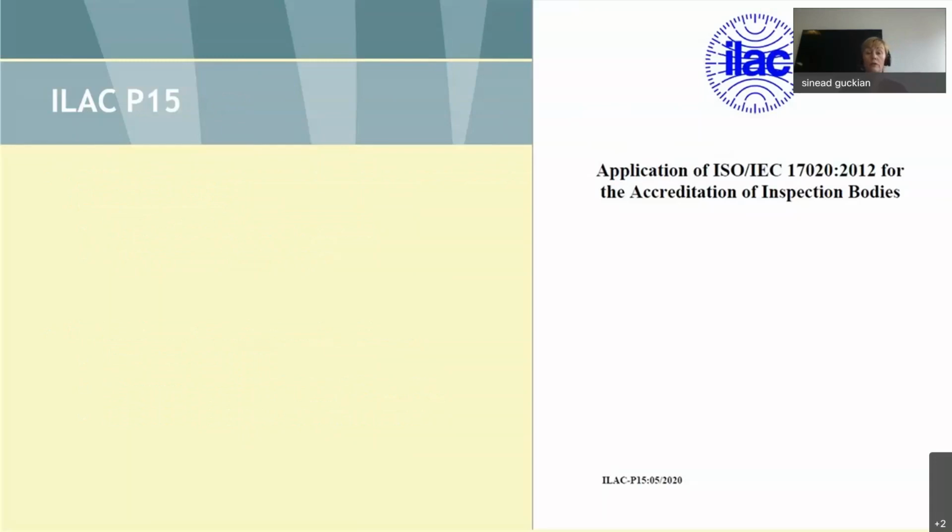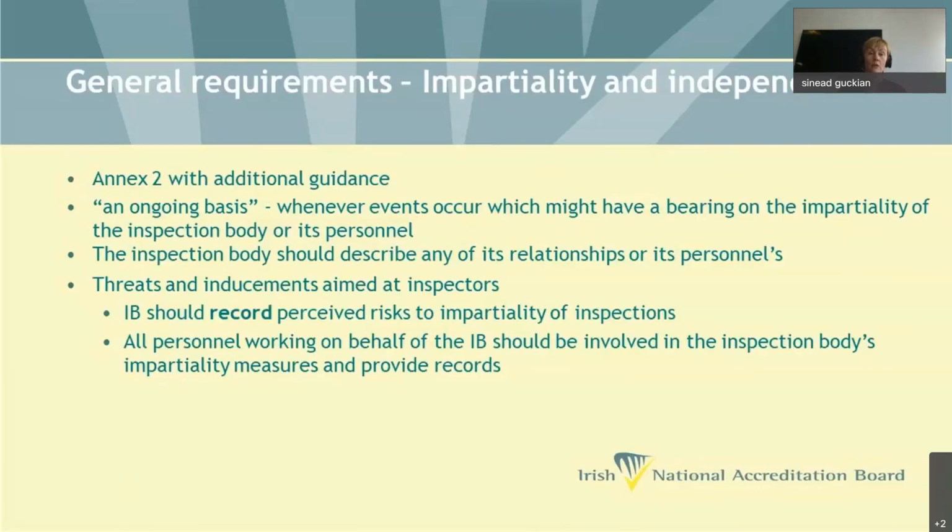So now I'm going to go through the document and some of the main sections and some of the points that are brought through. This isn't an exhaustive run through P15, it's quite a large document, but just pulling out some of the main clauses and highlighting the changes. So ISO 17020 places the utmost importance on preventing the influencing of inspections.